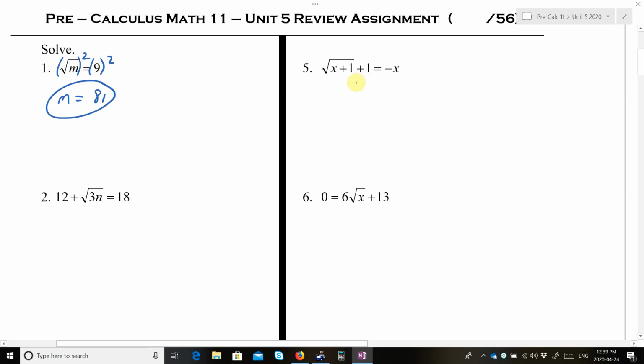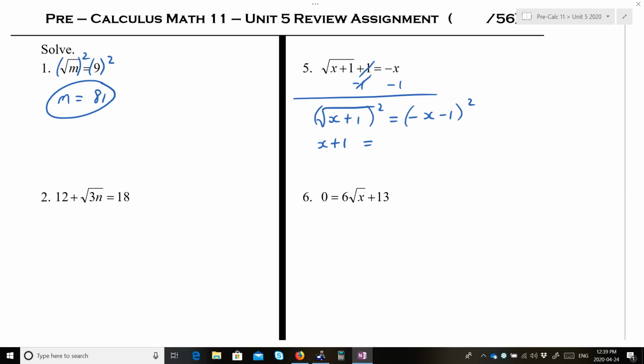I'm going to go back and forth here. Why don't we try number 5 here? Let's get the radical by itself. Over here we would have negative x minus 1. And then square both sides. And we get x plus 1 is equal to... I'm going to have 2 brackets of this. So I will end up with x plus 1 equals x squared. And then we'll end up getting plus x and plus x, so plus 2x, and then negative 1 times negative 1 is plus 1.